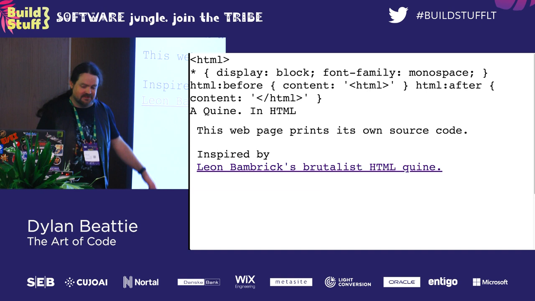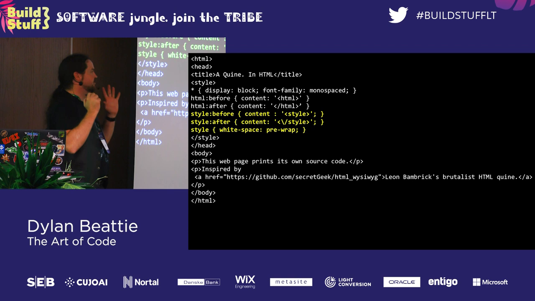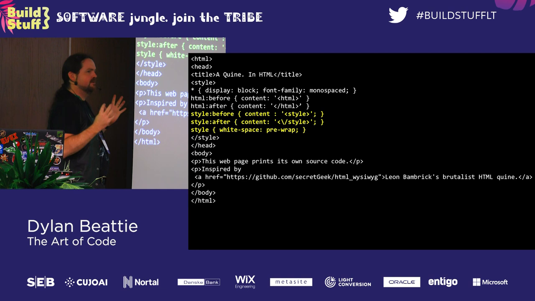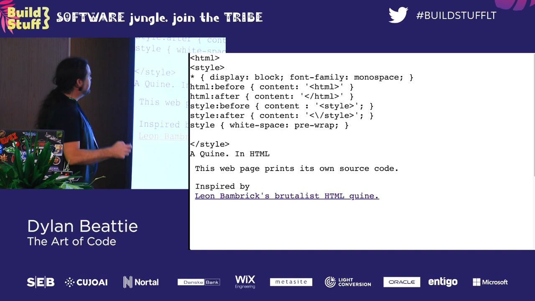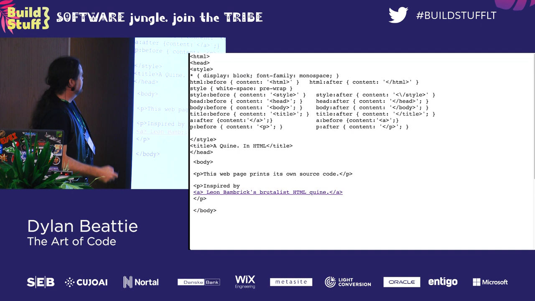Now, to put style around the style sheets, we need to escape the slash style, otherwise the parsers have a fight over who gets dibs on that bit, and the HTML parser wins and the CSS breaks, so we escape that. That passes that through. We're going to put some white space formatting on there. We refresh that page again. We go round a couple of times because we need to define rules for each of these different elements, and round and round and round we go.